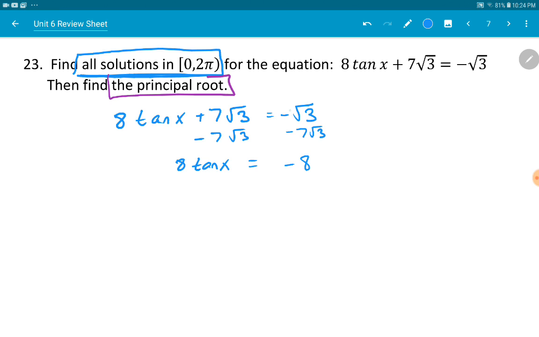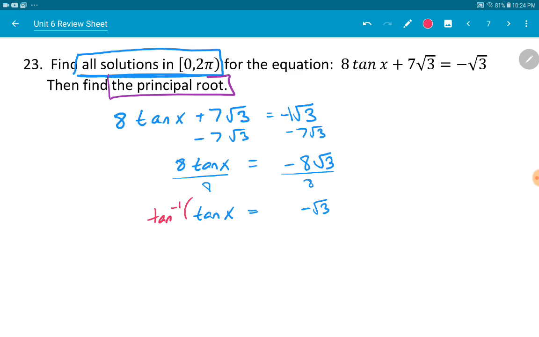If there's nothing there, that means there's an invisible 1 right there. Negative 8 radical 3. Those are like terms. And then I can divide both sides by 8 to get that tan of x equals negative 1 radical 3. I'm going to scoot that over to make space for a tan inverse, and then I'm going to take the tan inverse of both sides so I can get x by itself.